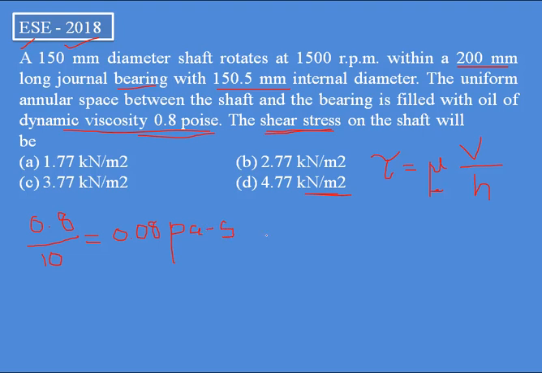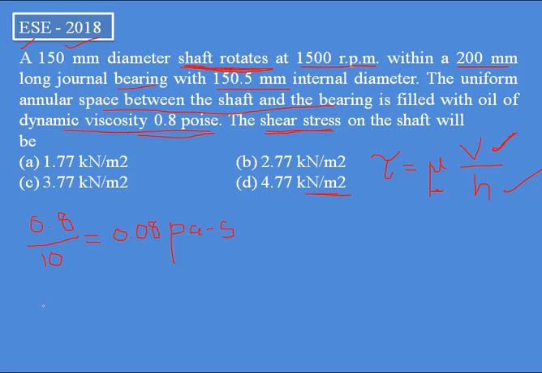And next what we require to find is velocity, and then the height of the fluid which is filled in the space between the shaft and the bearing. Coming to the velocity, here the equipment is a shaft and it is rotating with some rpm, right? In the given data we don't have any direct velocity, but he has given 1500 rpm, and moreover it is a shaft which is rotating. It is not a linear one, it is a rotating one.